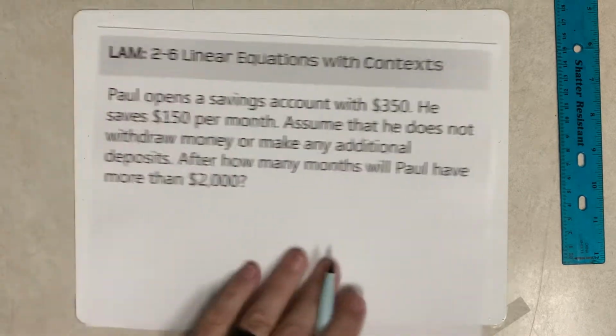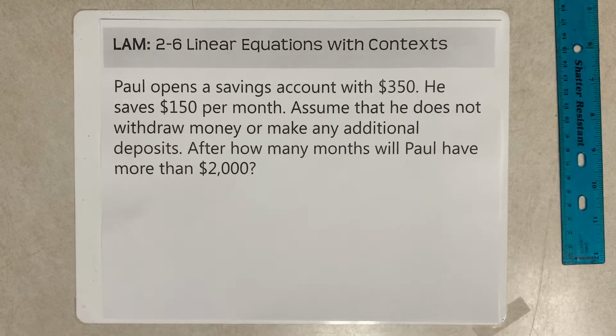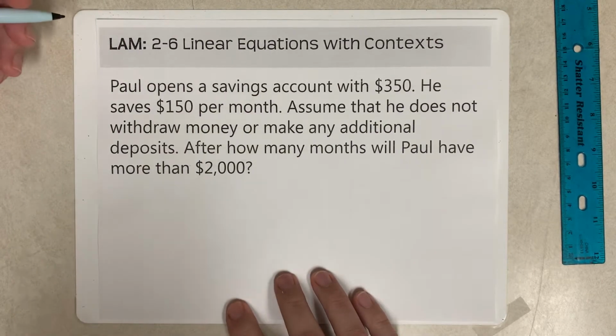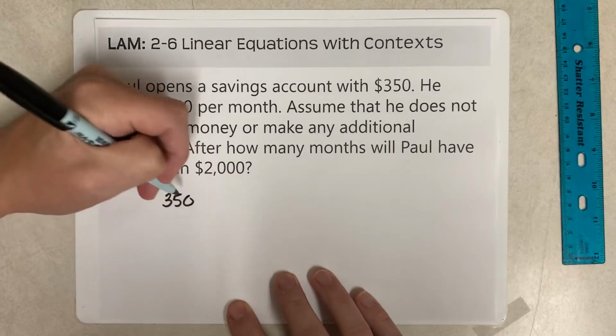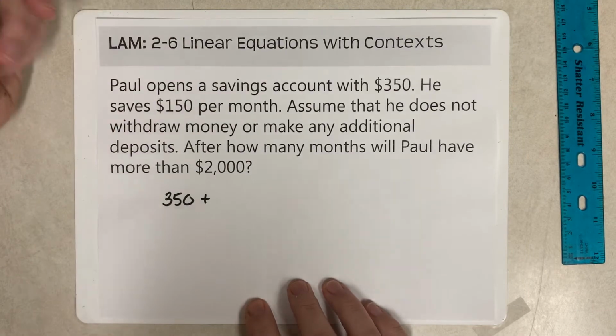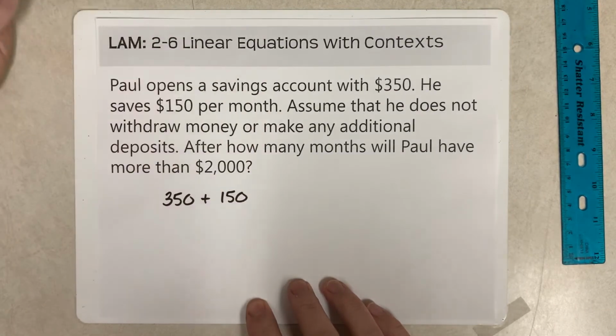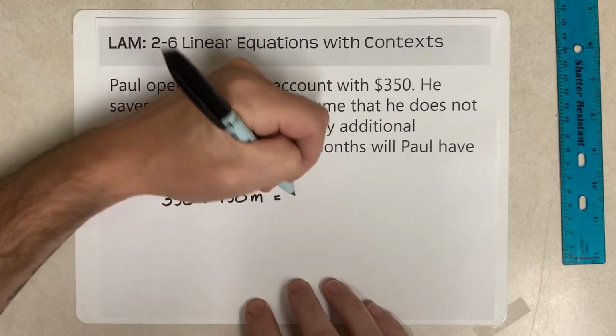All right, next example. Paul opens a savings account with $350. He saves $150 per month. Assume that he does not withdraw money or make any additional deposits. After how many months will Paul have more than $2,000? All right, so let's see what it's going to take to get up to $2,000 first. So $350 plus, he has $350 to begin with. He saves $150 per month. So $150, and let's let M be the number of months. And we want to know when that equals 2,000.